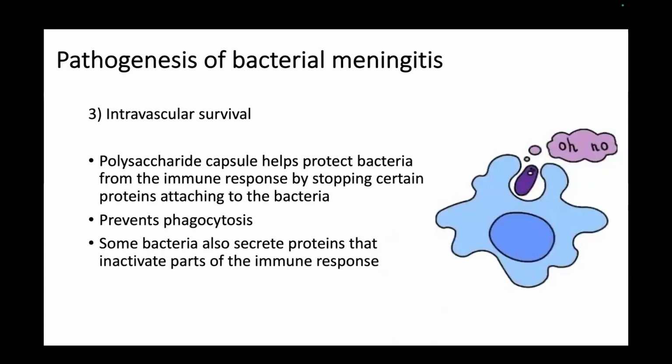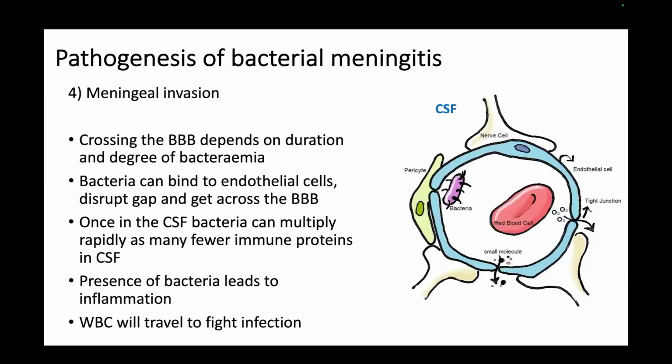And then once you've invaded the bloodstream, you obviously need to survive within the bloodstream. This is where the polysaccharide capsule of your gram-positive bacteria comes into play. It can help protect the bacteria from the immune response by avoiding certain proteins binding to the bacteria. That might prevent phagocytosis or antibody-dependent killing. Some bacteria are also quite sneaky and secrete proteins that can activate bits of the immune response as well.